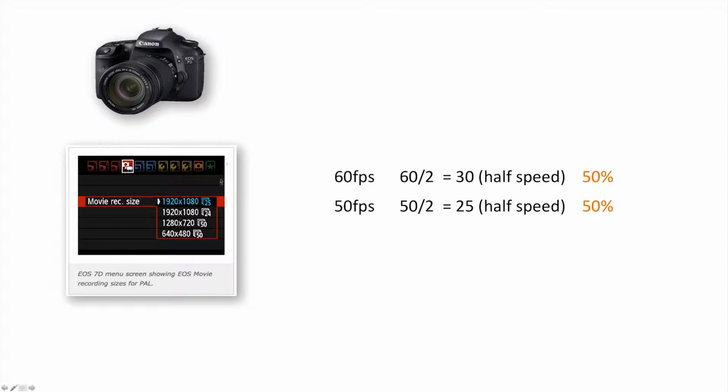I'm not going to go into detail about where in the menu you find these different options for frames per second, but as you can see in the PAL setup, you can find 1280 x 720 at 50 frames per second. You can also set the 7D to the NTSC system, and then you have 60 frames per second.